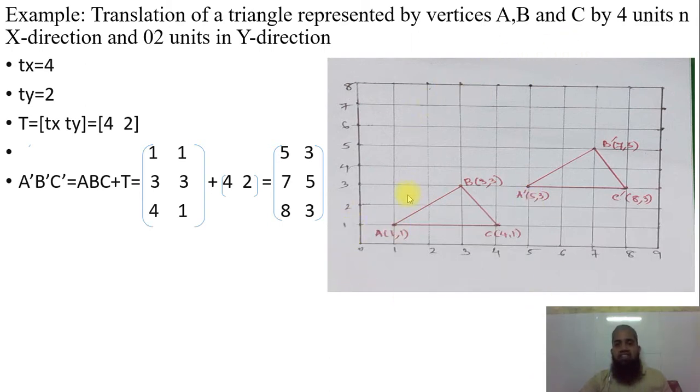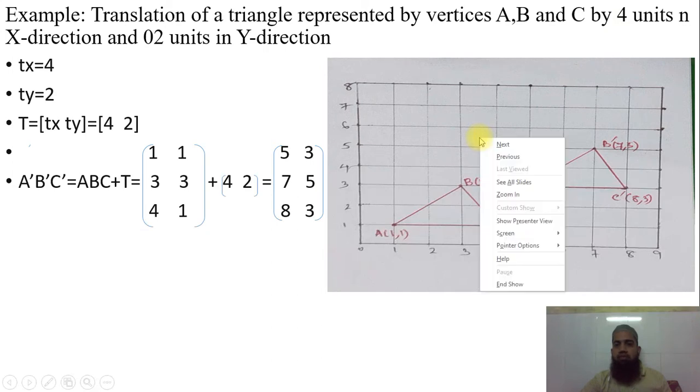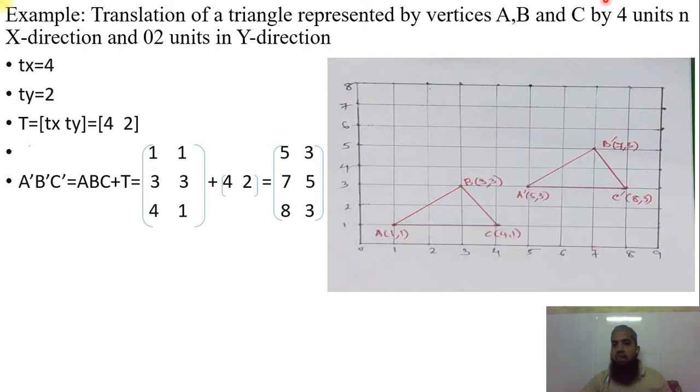It is going to translate in the x and y directions. In the x direction, this is 4 units. You can see here the 4 units in the x direction and the 2 units in the y direction, so tx will be 4 and ty will be 2.